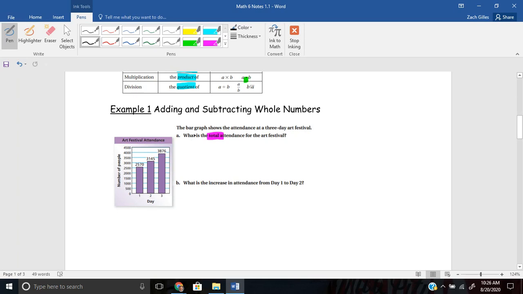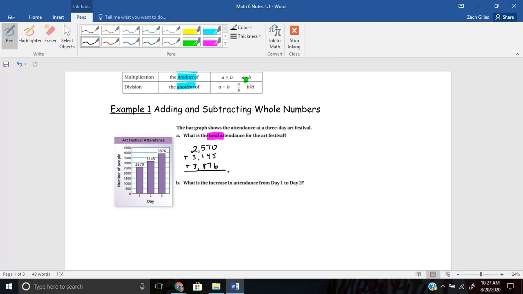So what is the total attendance for the art festival? We are going to use addition, and we're going to look at the 3 days, and we're just going to simply add our 3 days. So I've got 2,570 plus 3,145 plus 3,876. I have the same number of digits in each of my numbers, so they line up real nice vertically there. Remember, you have to line up the numbers by their place values.